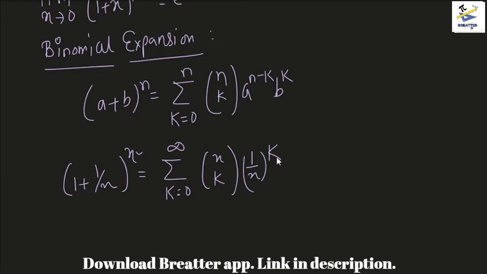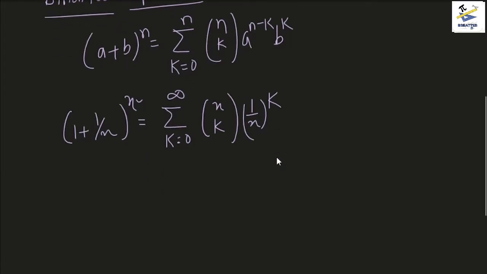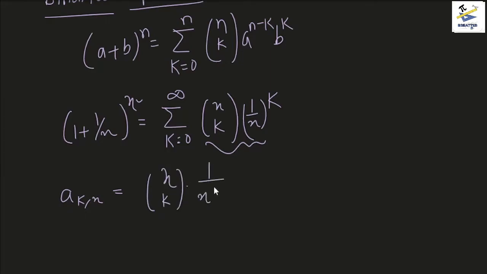Now the thing that is to be noted is this term here. If you just write it as a function of both k and x, it can be written as xCk into (1/x)^k, right? Now how do we define this binomial coefficient in terms of rational numbers or real numbers or even negative numbers?